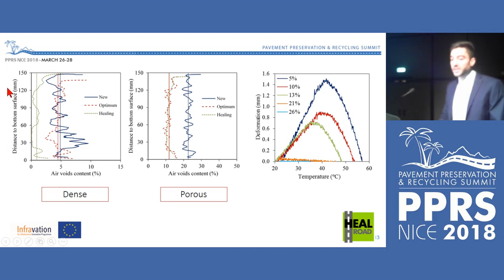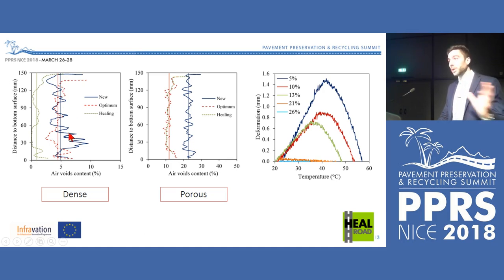So this is the distribution of air voids in the thickness of the sample. This is the top surface and this is the bottom surface. This is dense mix and this is porous mix. And we are going to see the difference in behavior. The blue line is the distribution of air voids when the sample is new.